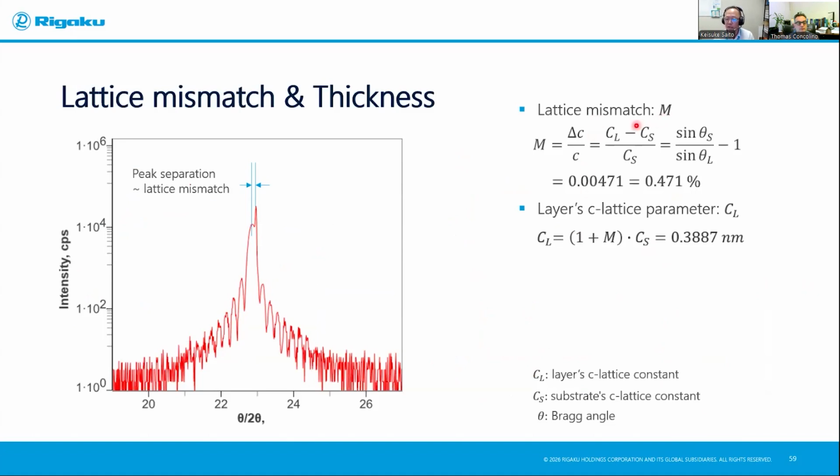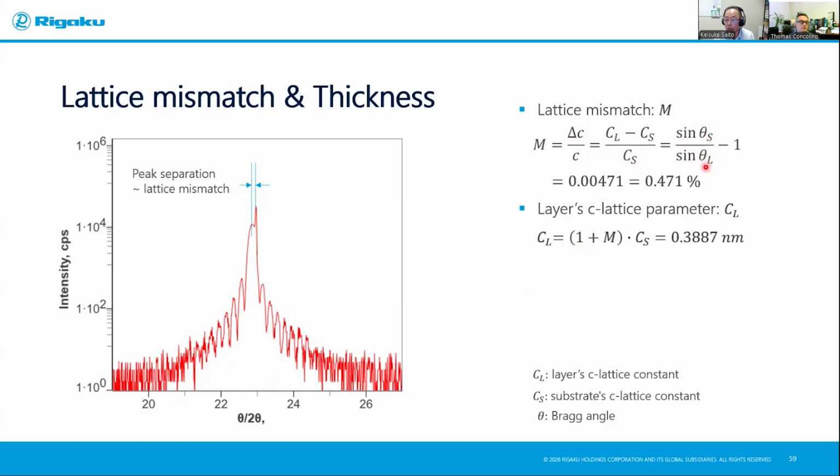So lattice mismatch is how much the out-of-plane lattice parameter differs compared to the substrate. So this is a lattice mismatch, delta C over C, right? It is calculated by the C lattice parameter of the layer minus the substrate, normalized by the substrate lattice parameter. Simple. And you put in the Bragg equation, so then you can have the Bragg angle information here. Theta S is the Bragg angle for the substrate.